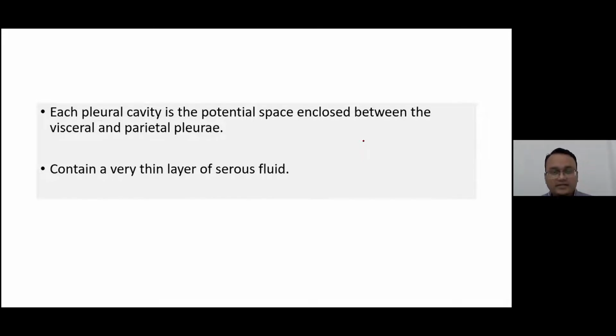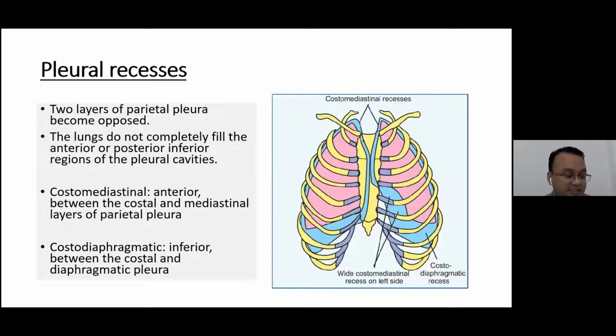All right. And also remember that this is a potential space. We mentioned that, isn't it? It's a potential space. Usually there's nothing in between except for the very thin layer of serous fluid, but that may change in pathological conditions. We have the pleural recess. Okay, the recesses are nothing but extra parts in which two layers of parietal pleura are near to each other or opposed to one another. Okay, that's what you find over here.